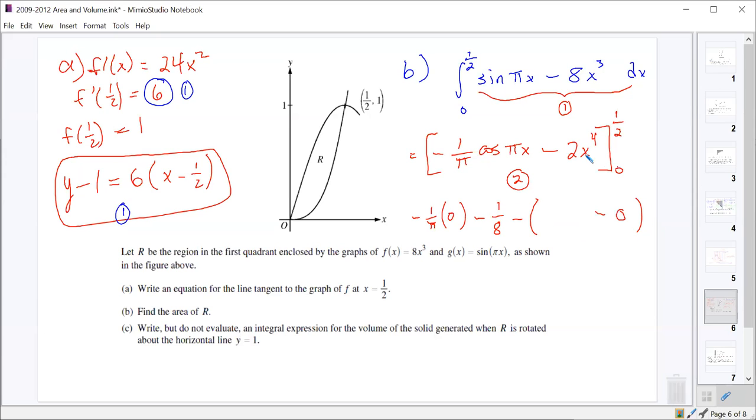Well, the second half of that is definitely 0. But what about this? Negative 1 over pi times the cosine of 0. What's the cosine of 0? Should be 1. So that should become negative 1 over pi. And if we simplify all that down, we end up with a positive 1 over pi minus 1/8. And that is worth 1 point. So part B was 4 points, part A was just the 2 points. Everybody good with part B?